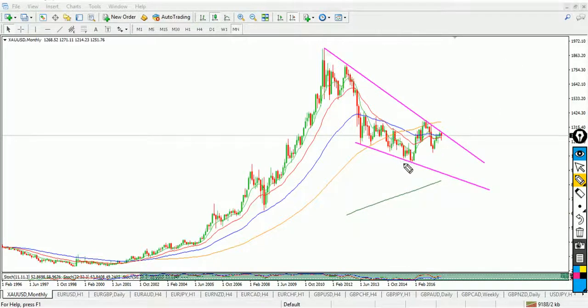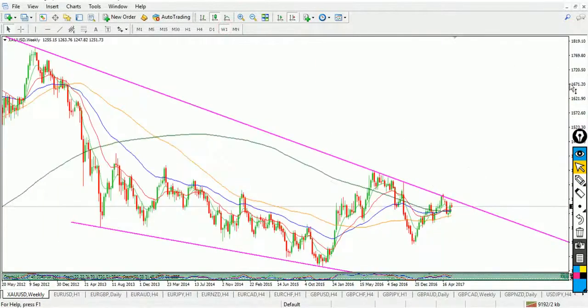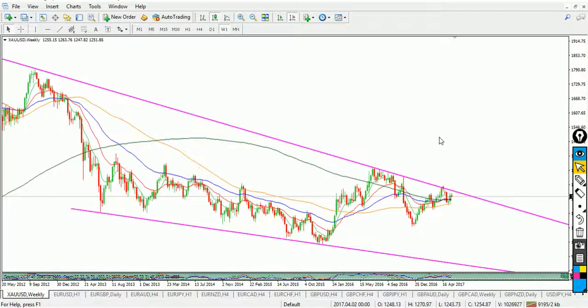So we've seen that it has completed 2 waves. We're waiting for the 3rd wave to complete to the downside. Let's just move down a time frame. If I go to the weekly, remember I said everything moves in waves. So we've had that 1-2 wave completion on the monthly, and we're expecting the 3rd.